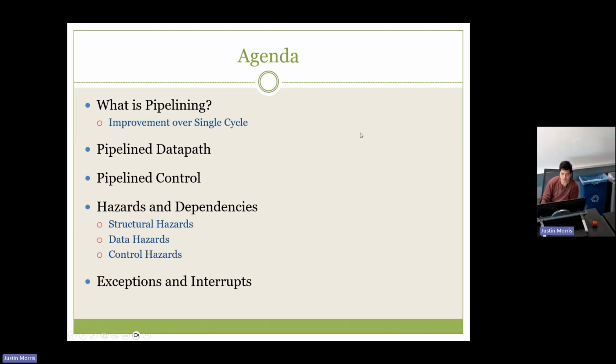All right, so we have covered pipelining. We've covered why it's an improvement over a single cycle. We've covered the pipeline data path. We've covered pipeline control. And then we're on hazards and dependencies. We've covered structural hazards. We've finished data hazards. Today, we're going to cover control hazards. And we have a little bit of extra review on data hazards before we go to control hazards.